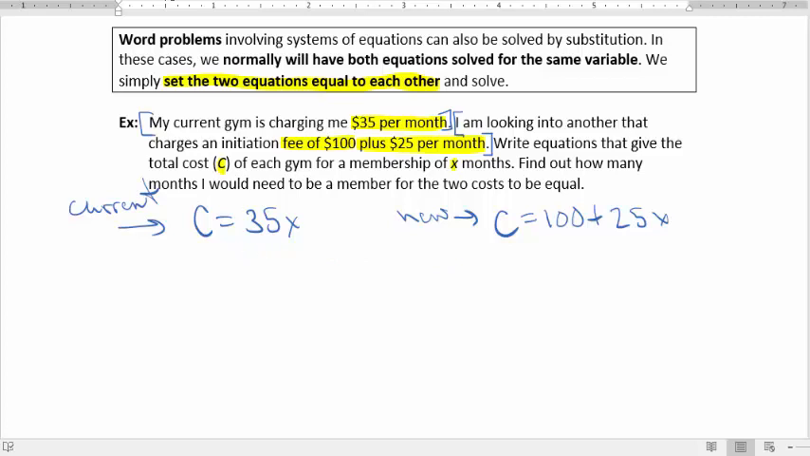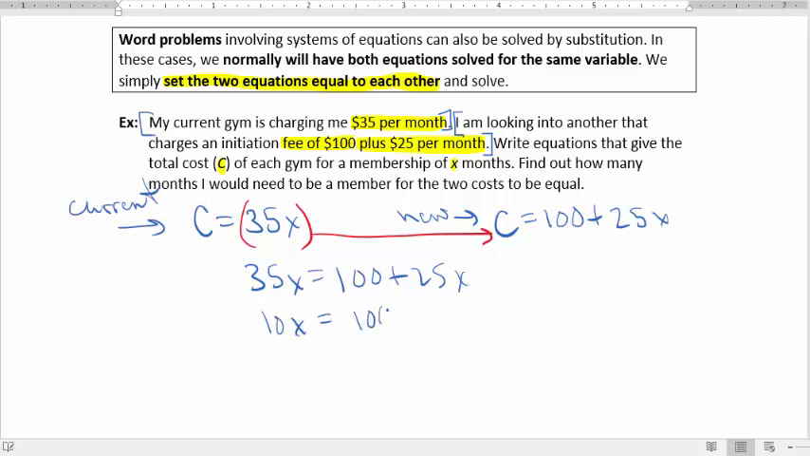But the other way to look at it, like it's substitution, is, well, C is 35x, and I'm just going to place this 35x where C is in the other equation. So you end up just setting the two right sides equal to each other. It becomes 35x equals 100 plus 25x. Then if I subtract 25x on both sides, I'll have 10x equals 100. And if I divide by 10, I'm going to get 10 months. So it's 10 months for the two costs to be equal.